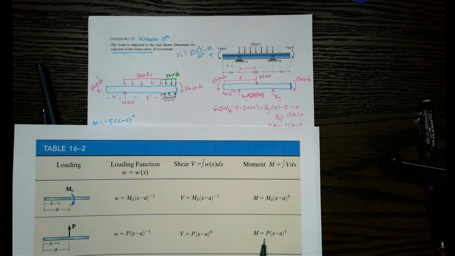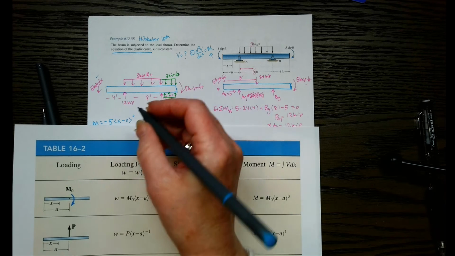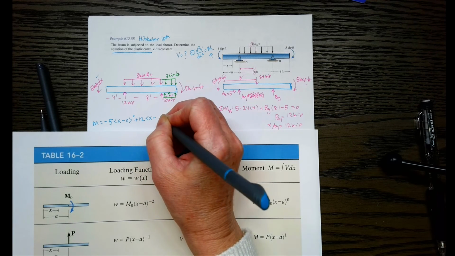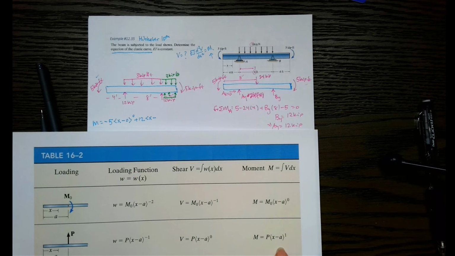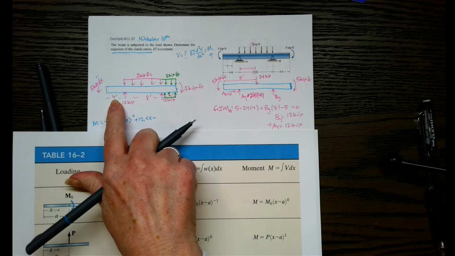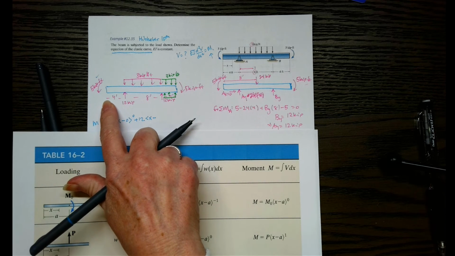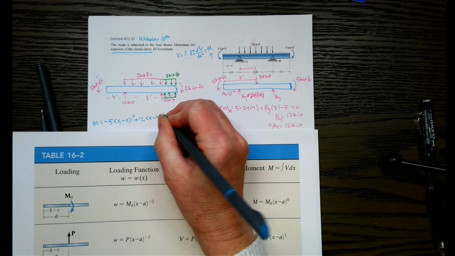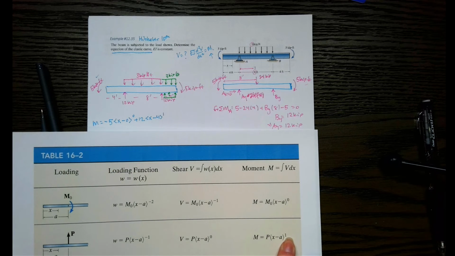We're wanting the moment. So we're going to have the magnitude of the force, which is 12 for us, and then x minus a to the power of 1. Notice this is up, which is positive. That's what we have here. So we're going to have plus 12 x minus a. A for us is going to be 4, because the distance between the left side and the 12 is 4. So put a 4 there. We have a power of 1 from right there.